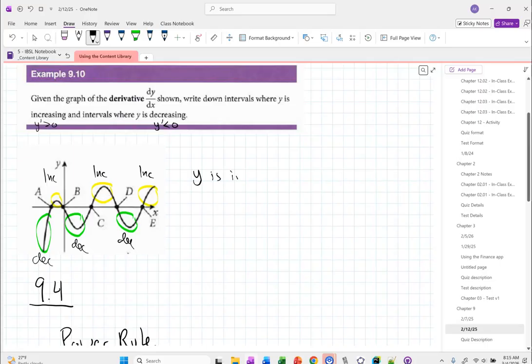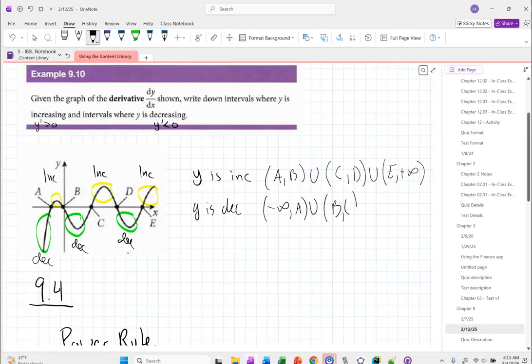So we'd say y is increasing from a to b, or from c to d, or from e to positive infinity. And then we can say y is decreasing from negative infinity to a, and then from b to c, and then from d to e.